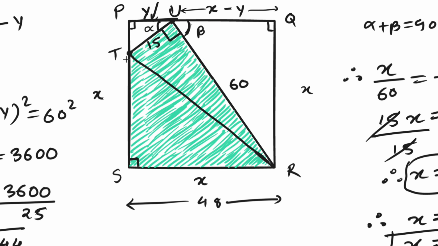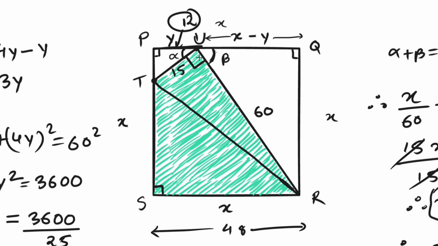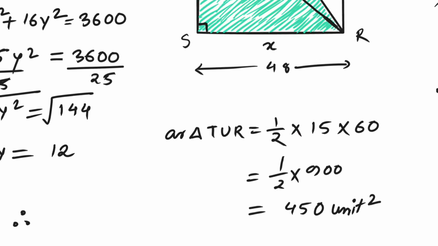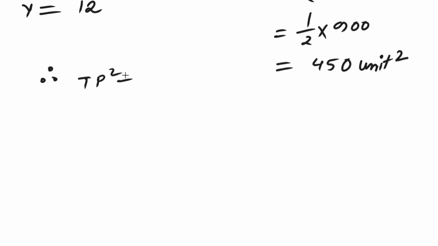Now we need the area of the lower triangle RST. Its base is RS, which is one side of the square. So we already know that RS equals 48. But we need its height, which is TS. To find TS, let's go back to the small white triangle PTU. We already know PU equals 12 and TU equals 15. Triangle PTU is a right triangle because the square has a 90-degree angle at P. So we can once again use the Pythagorean theorem. Let TP be the unknown vertical segment, then TP squared plus 12 squared equals 15 squared.